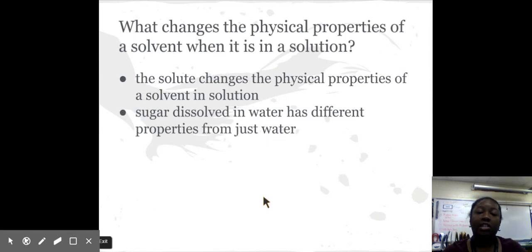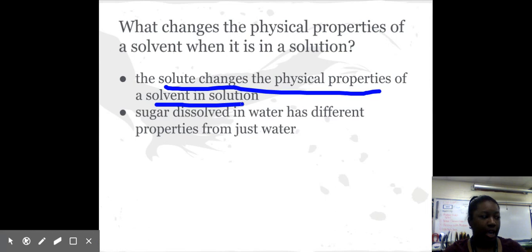So what changes the physical properties of the solvent when it is in a solution? Well, the solute changes the physical properties of the solvent in a solution. Okay, so if I gave you water and I told you to drink it, and then I gave you another glass of water, but I added sugar in it, you're going to taste it and say something's not right.